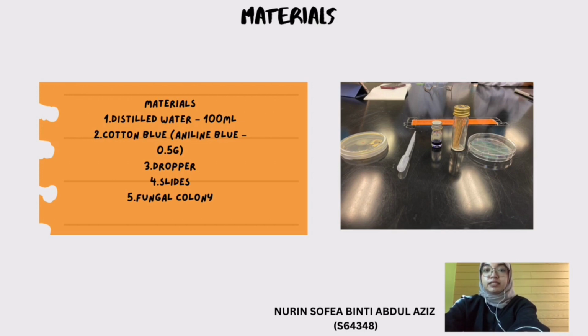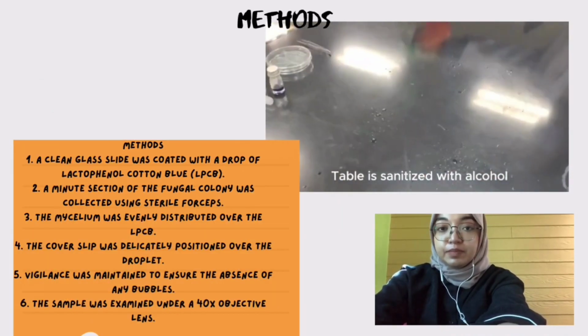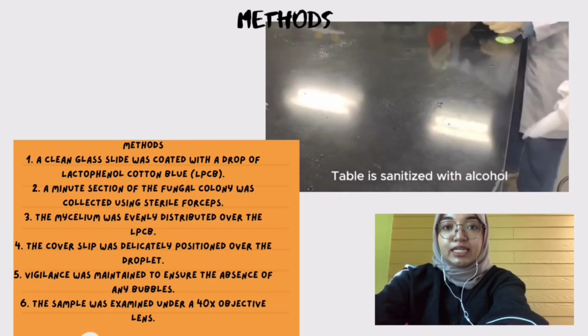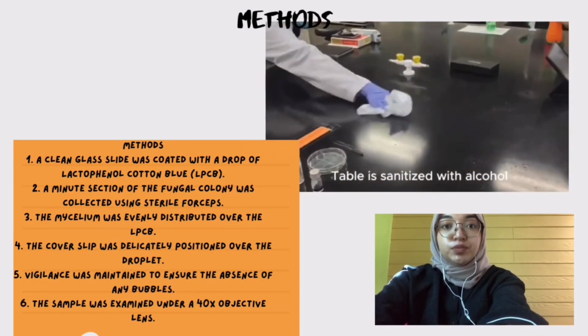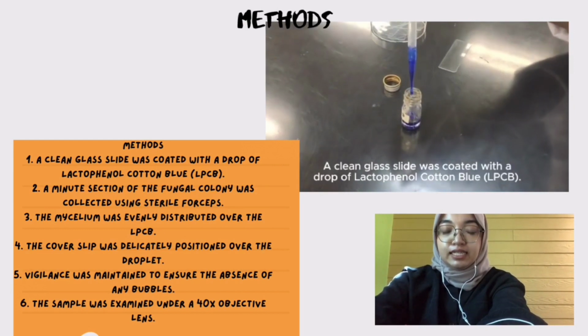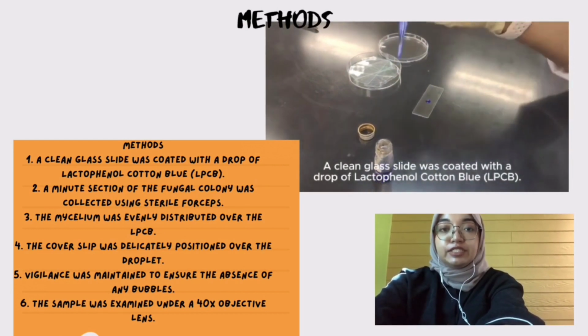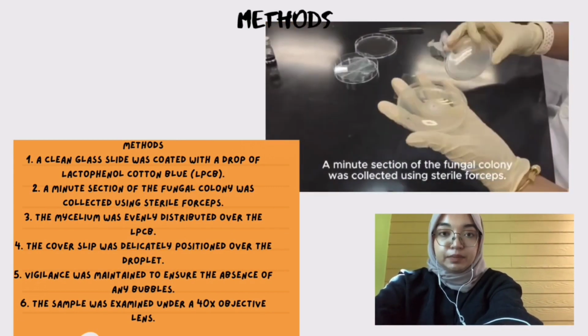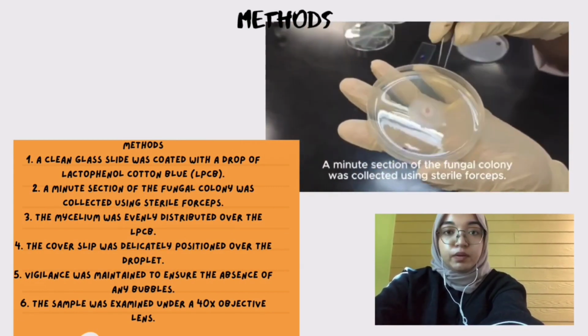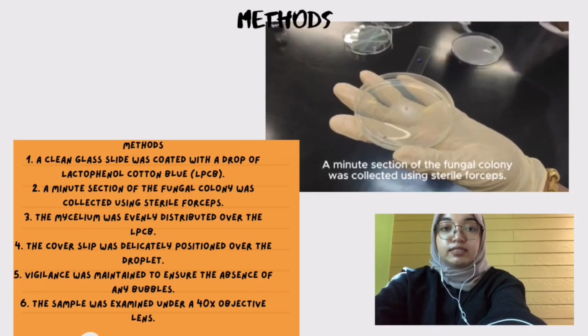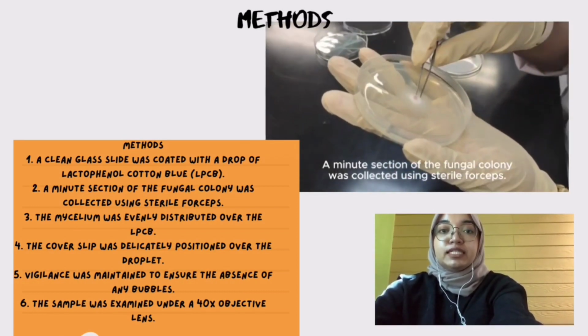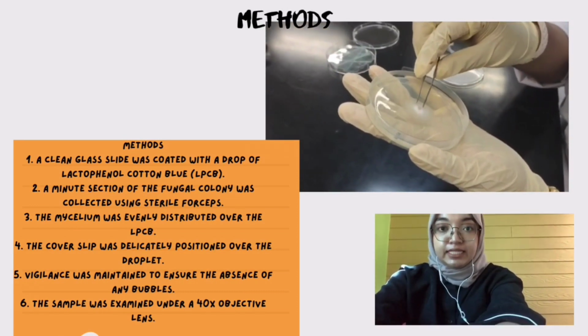For materials and methods, we need 100 ml of distilled water, cotton blue, dropper, slides, and fungal colony. For the methods, first we coat a clean glass slide with lactophenol cotton blue, and next we collect the fungal colony using forceps. The third step is that the mycelium is evenly distributed over the LPCB. We ensure that there are no bubbles present, and the last step is to examine it under the 40 times objective lens.